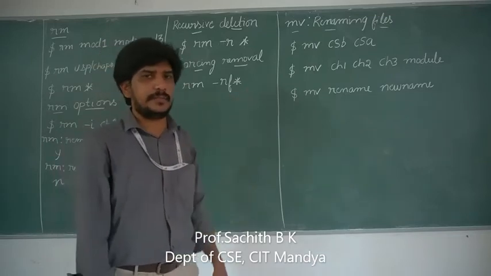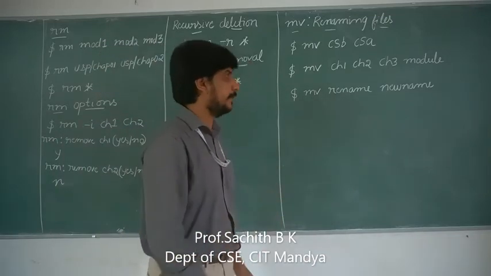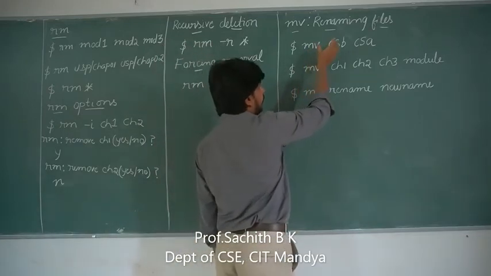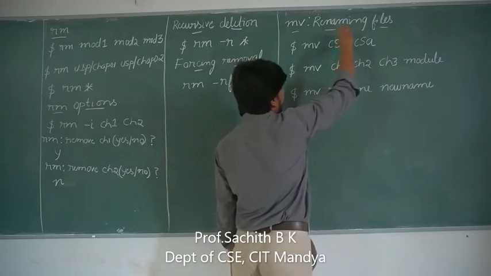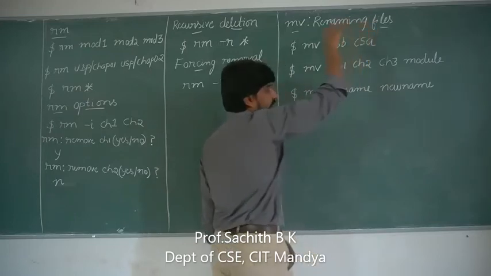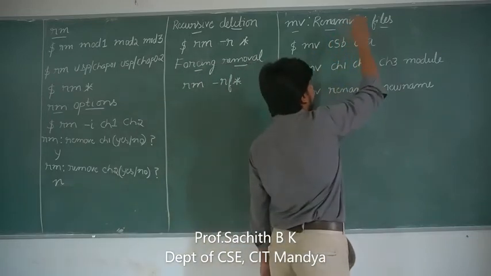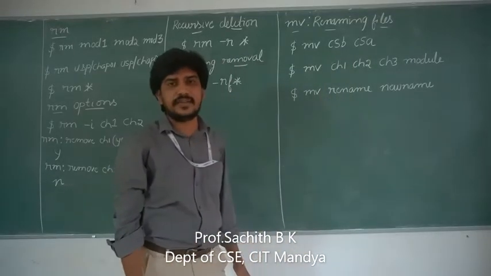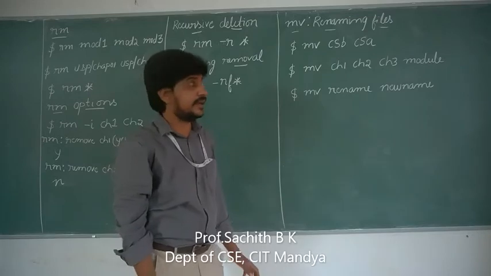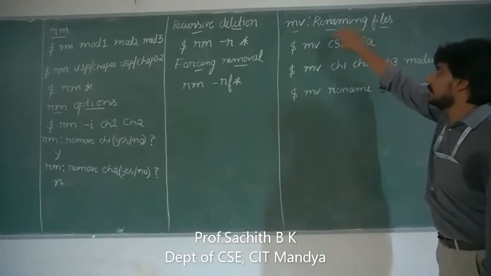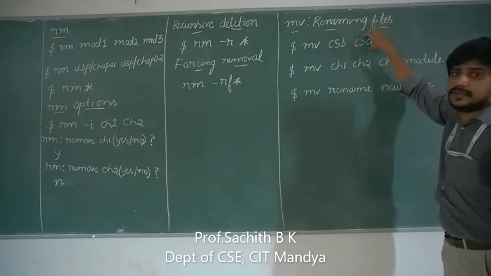Now we shall see some examples with respect to mv command. As you can see here, you are using the mv command, then you are trying to move the contents of file csv to file csa. So that means the file csv and its contents will be moved to a new file called csa. Or I can say you can rename. This is actually for renaming. You are renaming the file csv as csa.